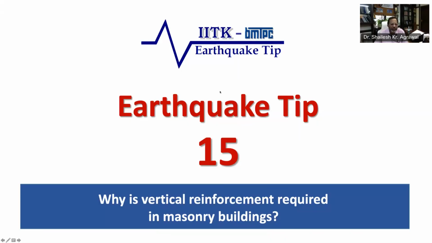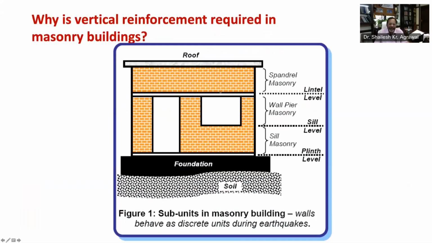You already know that horizontal bands are provided in masonry buildings to improve their earthquake performance. As you can see in this figure, these bands include plinth band at the plinth level, lintel band at the lintel level, and roof band at the roof level. Despite these horizontal bands, masonry buildings are weakened by the openings in their walls.